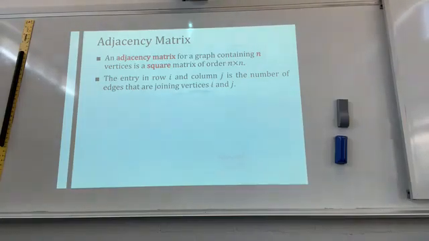And row is always i, column is always j. We'll go through that in a few minutes. Think very carefully, and I'll show you how to construct an adjacency matrix.